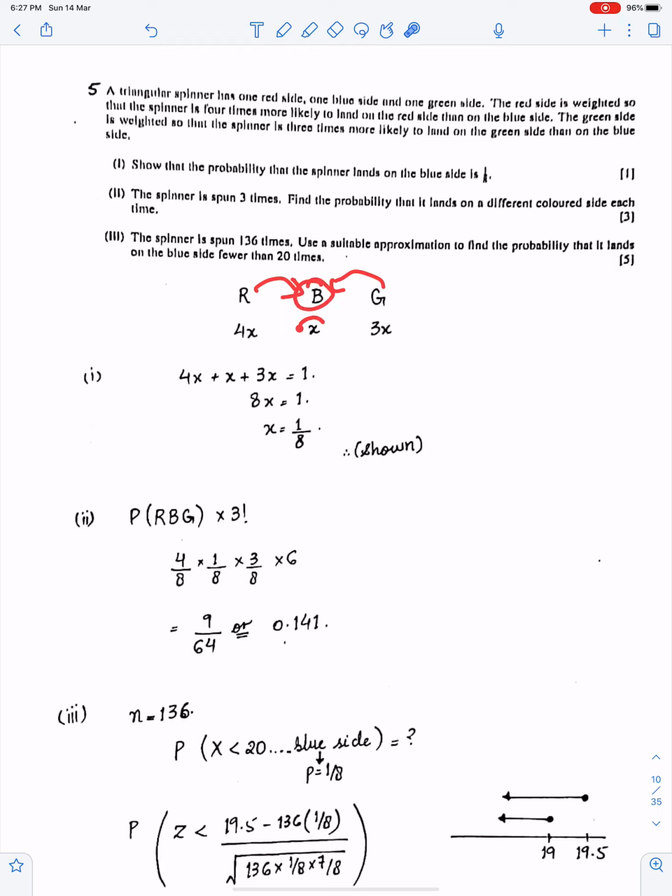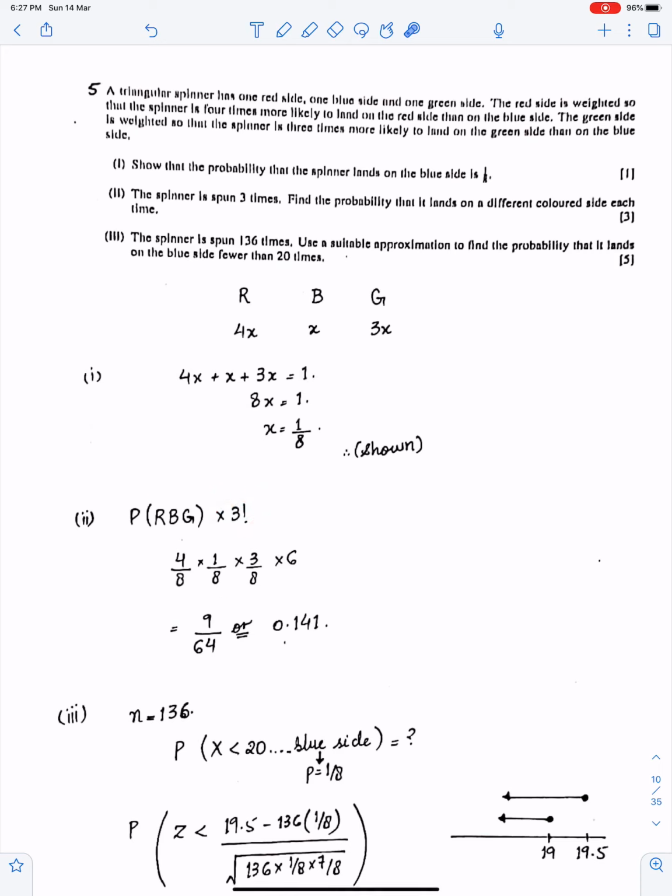So just suppose the probability of blue is x. When you add all, you will get 8x, so x is 1/8. Show that the probability that the spinner lands on the blue side is 1/8. Done. The spinner is spun 3 times. Find the probability that it lands on a different colored side each time. So you just need to use simple probability R, B, G in any order, so 3 factorial, because this is random. So that's the final answer.